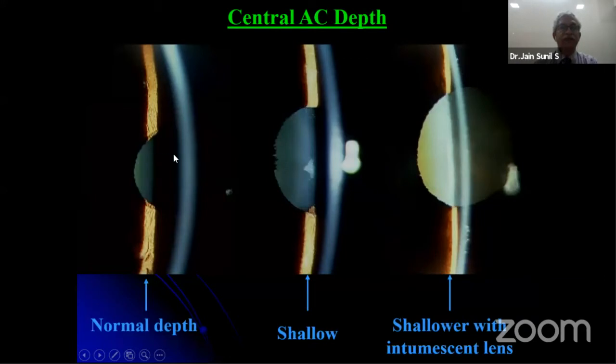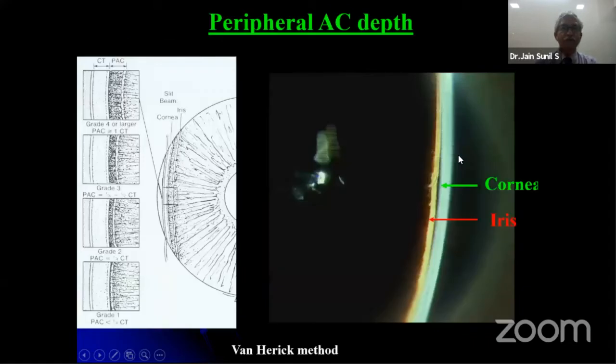Normal anterior chamber depth, the center is somewhat this much. As soon as you see there's a shallowing, so probably an early onset of angle closure. As you can see, there's a glaucomflecken also behind, and an intumescent lens causing a secondary angle closure glaucoma. Well, the anterior chamber will be much shallower.